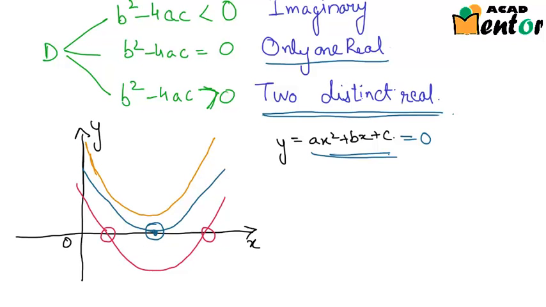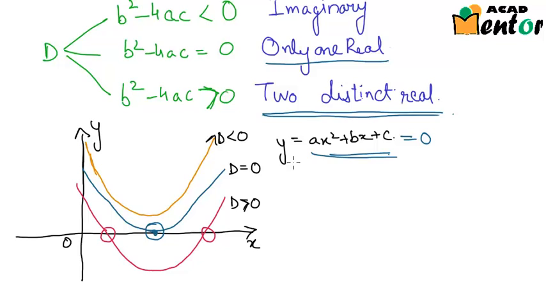And when we say we have an imaginary root, that means this graph, this particular orange graph, does not meet the x-axis anywhere, and there are no real roots, or we can say we have imaginary roots. Here D is negative, here D is equal to 0, and here D is greater than 0, or positive.